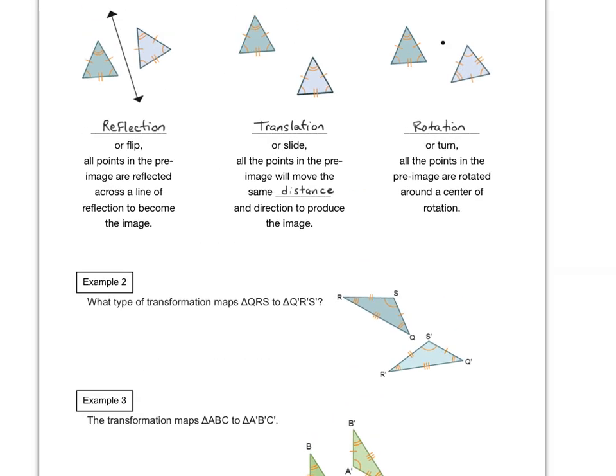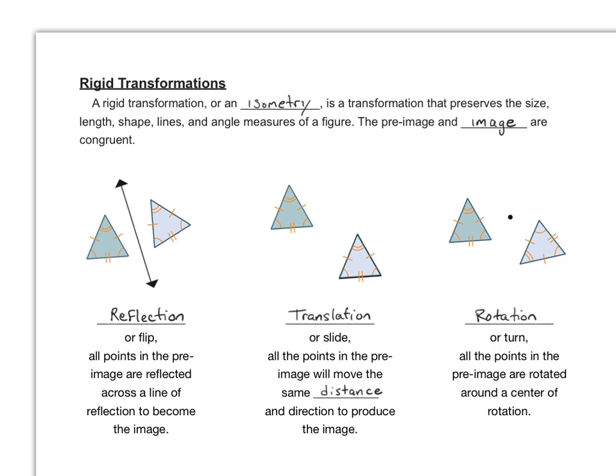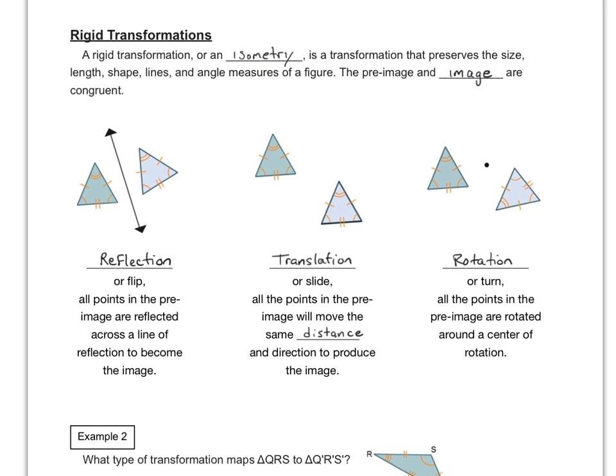As we talk about the rigid transformations, a rigid transformation or an isometry is a transformation that preserves the size, length, shape, lines, and angle measurements of the figure. Okay, and then the pre-image and the image are congruent. So that's a big detail. As we look at this, I've filled out some of this information, but hopefully you can see that this first image is a reflection.